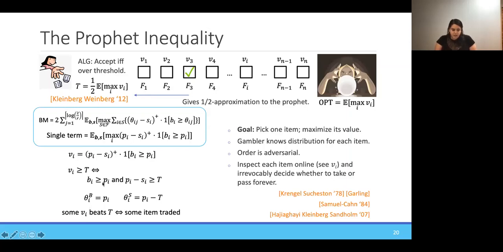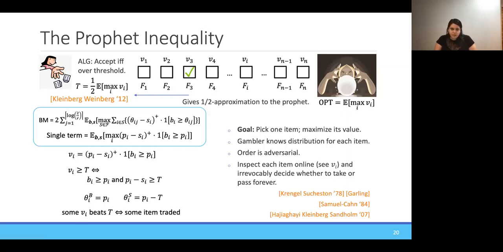then how do we know that a VI is greater than T? Well, this indicator better not be 0, so BI is greater than PI. This better not be 0, so PI minus SI is at least T. So BI beats its price. Similarly, SI is willing to take its price by this. And so there is some item that's willing to trade.